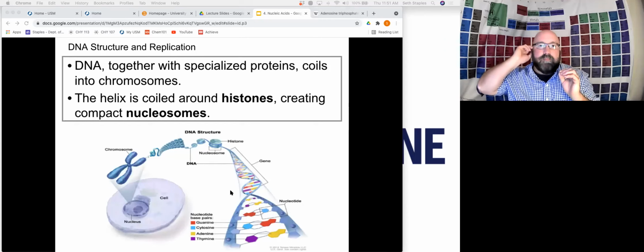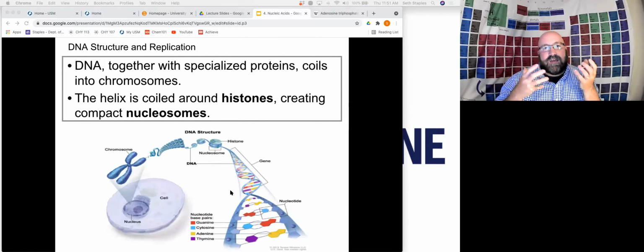And so DNA, working together with very specialized proteins, coils together into chromosomes. Hopefully all terminology that you've heard before, some of this anyway. One of the ways that this happens is the helix of DNA coils around what we call a histone. Those histones then compact together into what we call nucleosomes, which then end up getting packed into the chromosomes of cells.